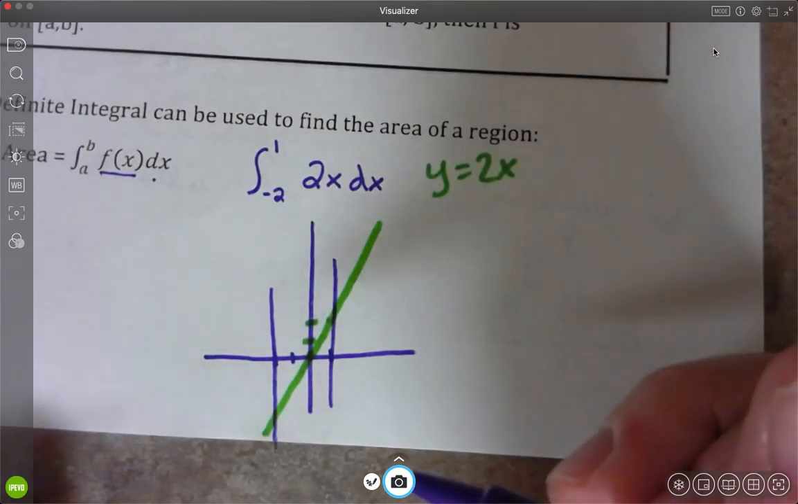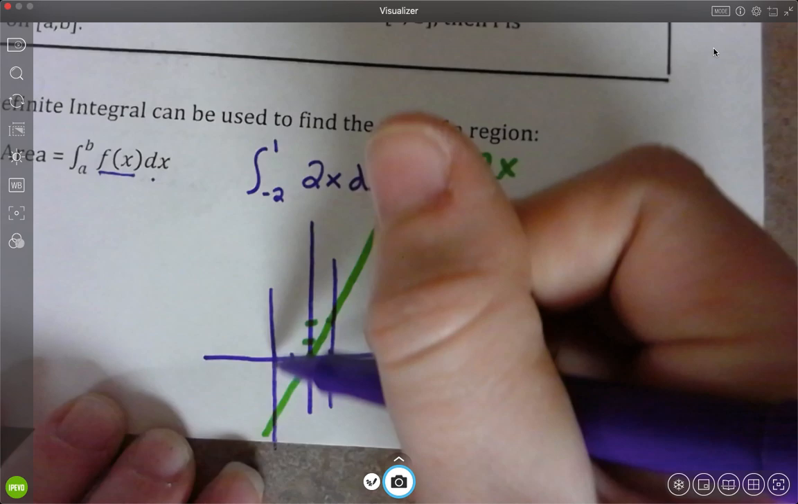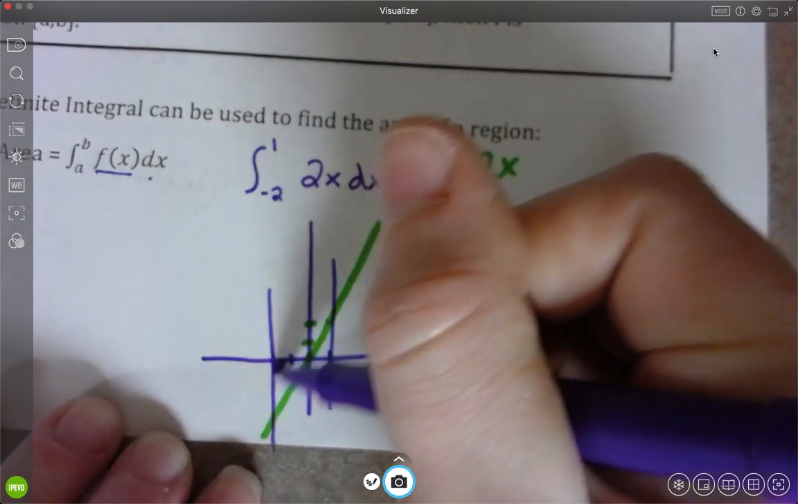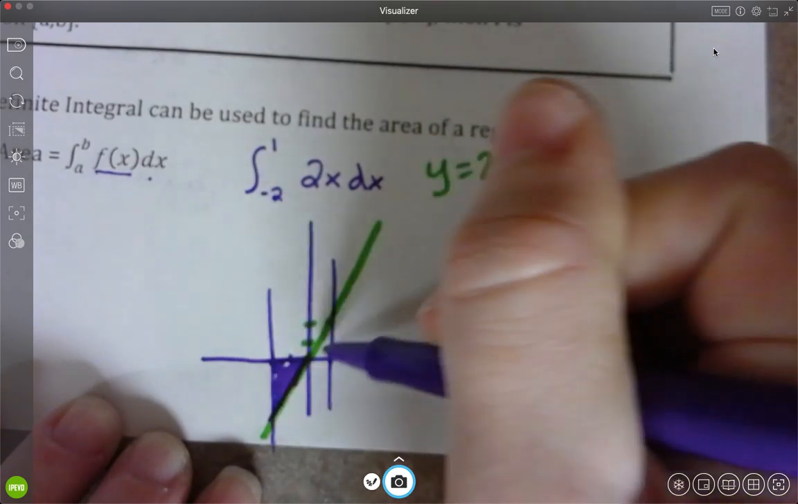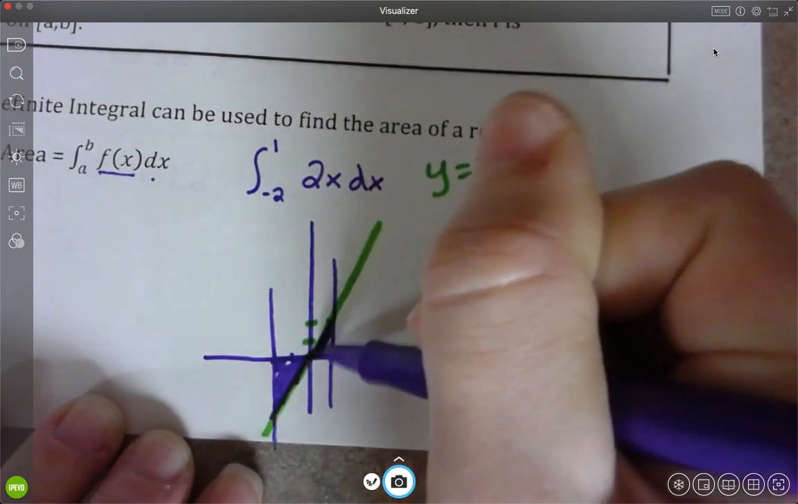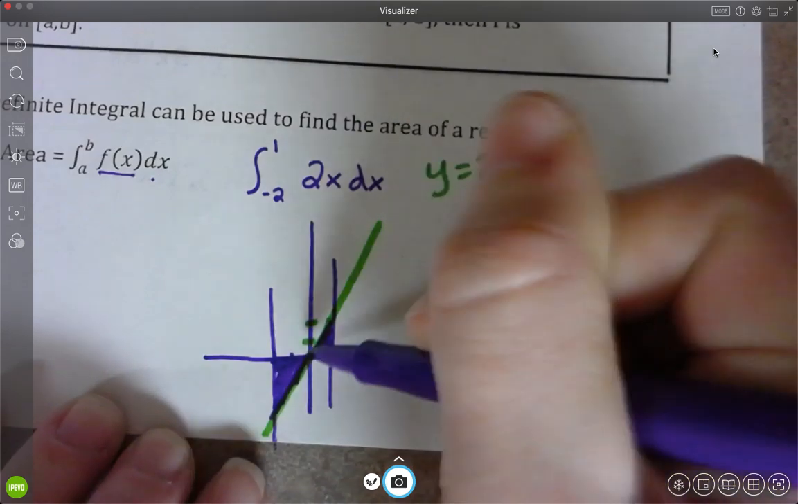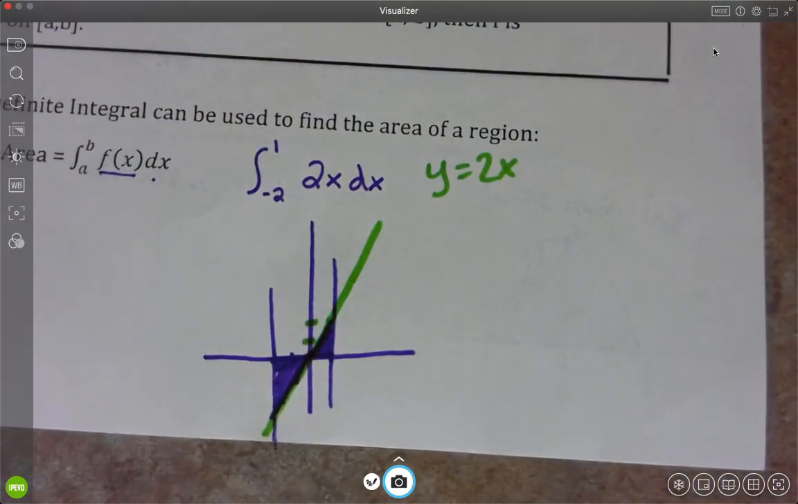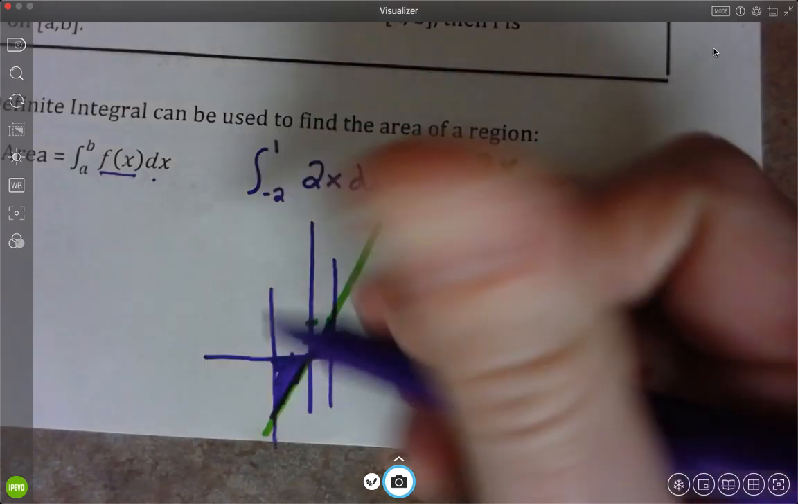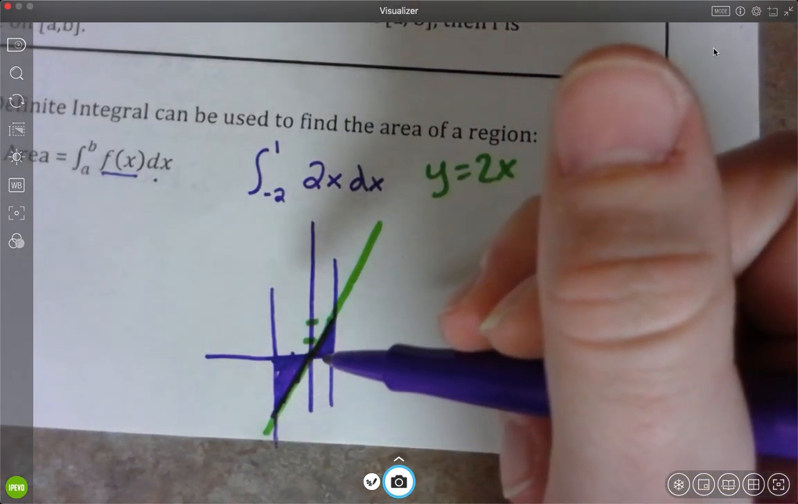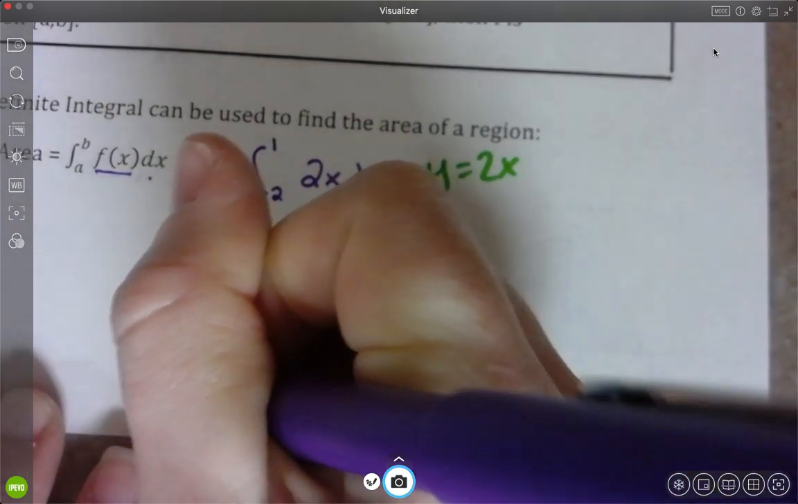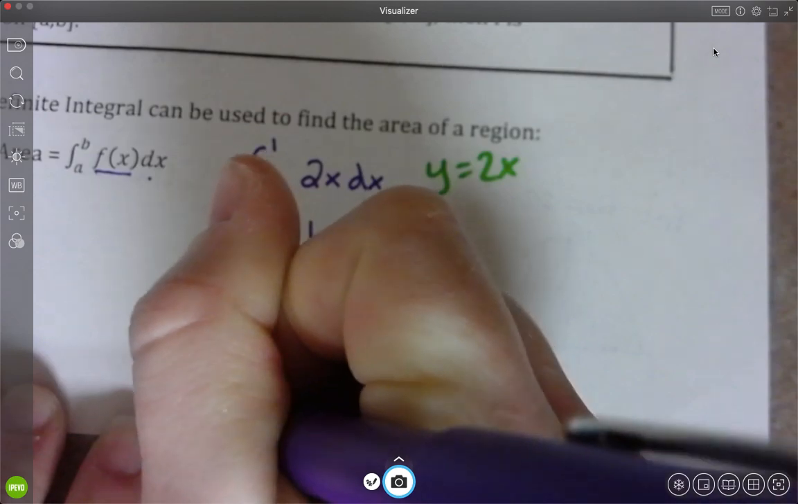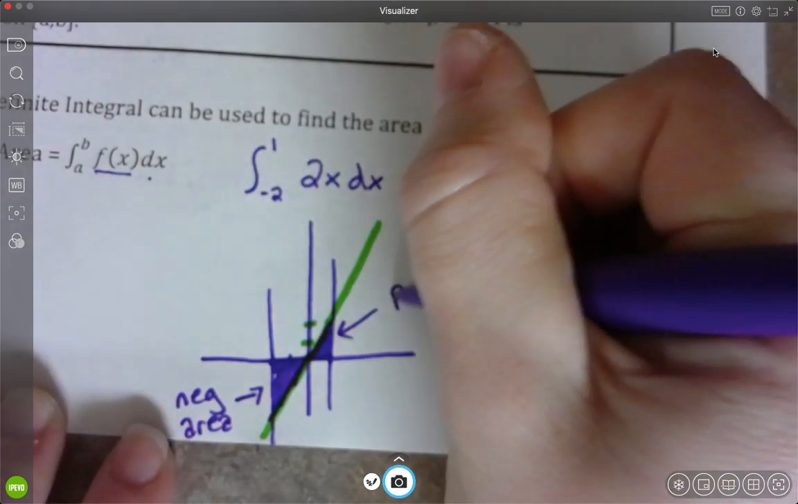So what's that going to look like? It's going to look like this area here, because it's bounded by the x-axis and bounded by my line. So I have this area that I'm trying to find. In this case, this area right here is represented by a negative area, and this up here is represented by a positive area.